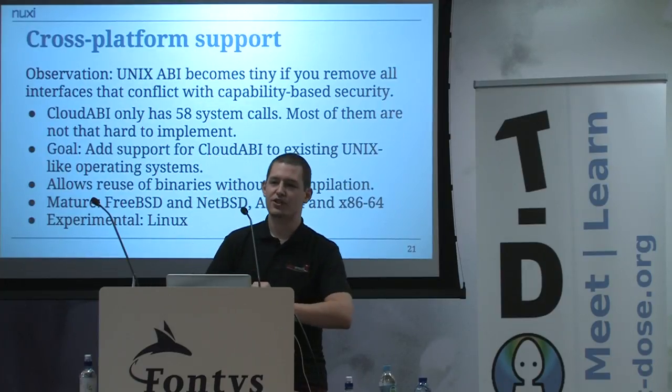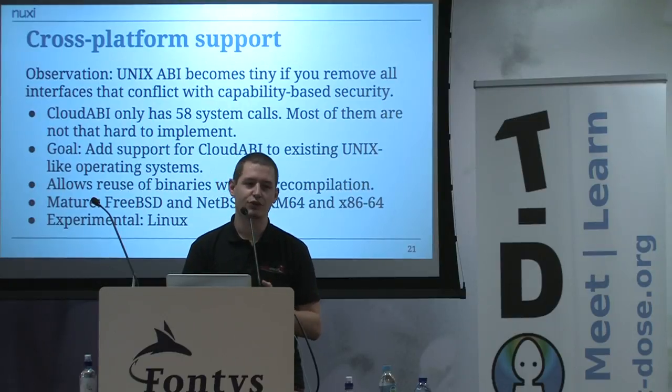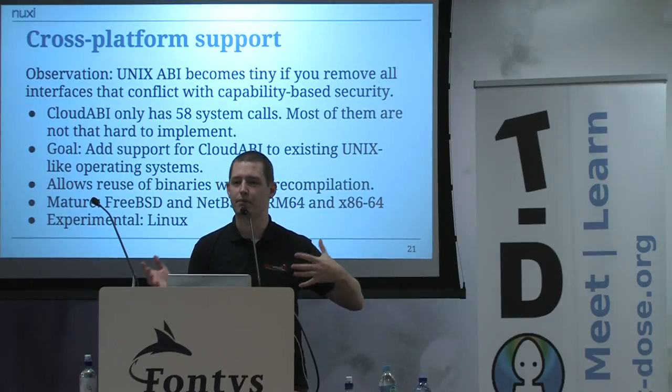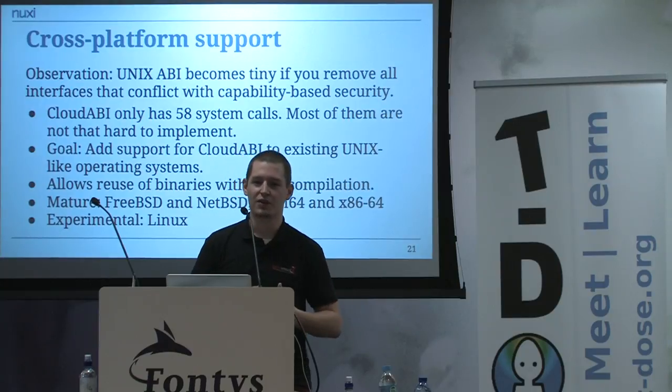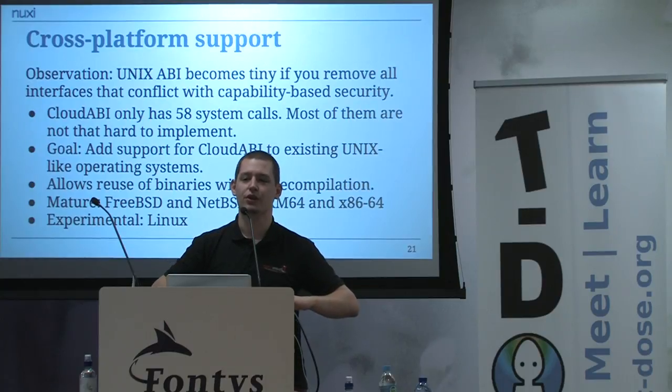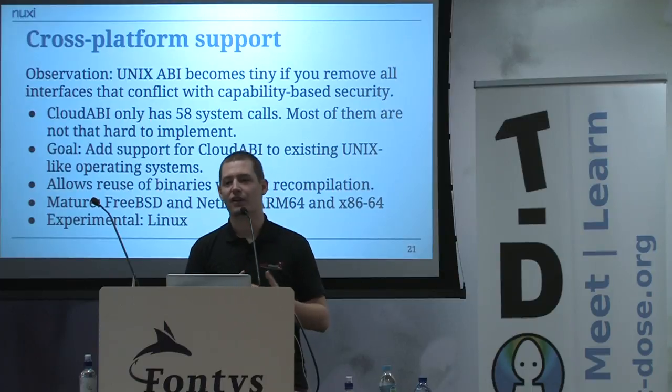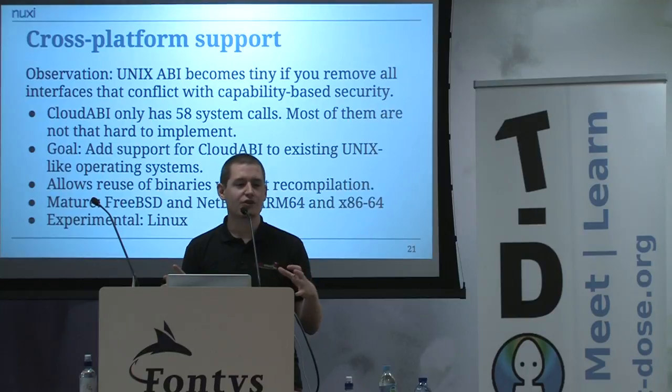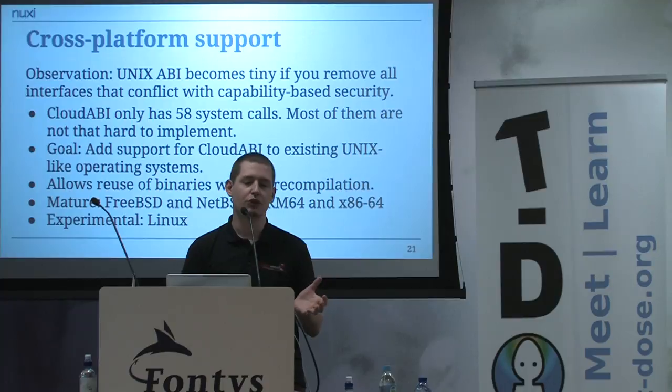So what's interesting about CloudABI is I've noticed that if you take Unix, the POSIX specification, your prototypical Unix, and you remove everything that conflicts with this model, so any access to global namespaces, as I mentioned, removing open, removing administrative system calls like reboot, then you end up with something that's really tiny. FreeBSD, for example, has about 300, 350 system calls. Linux also has about 300 system calls. But for CloudABI, I only ended up having 58 system calls.